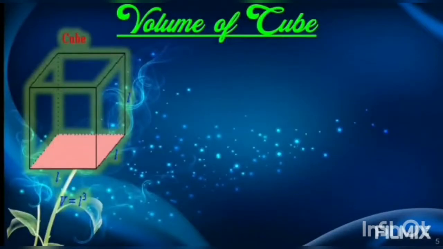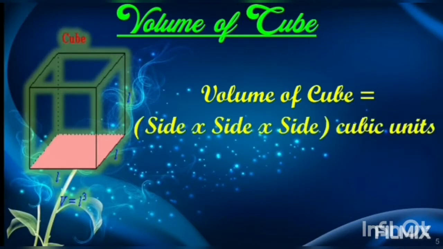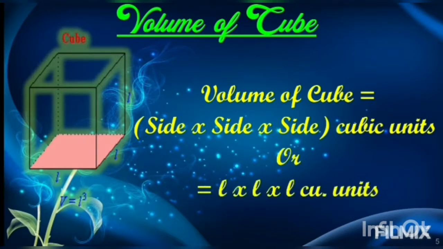Now let's understand what the volume of a cube is. Volume of a cube equals side into side into side cubic units, or we can say that it is L into L into L cubic units.